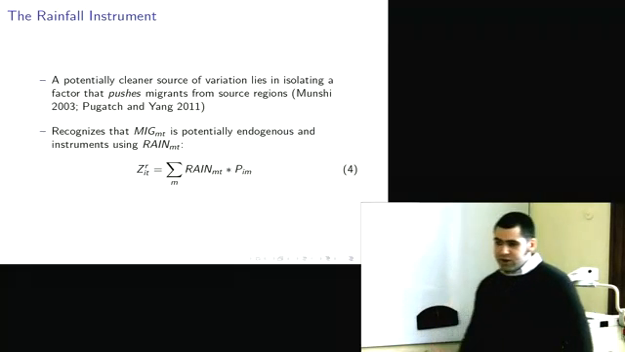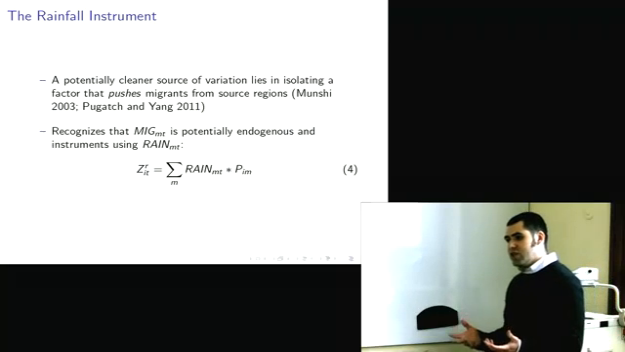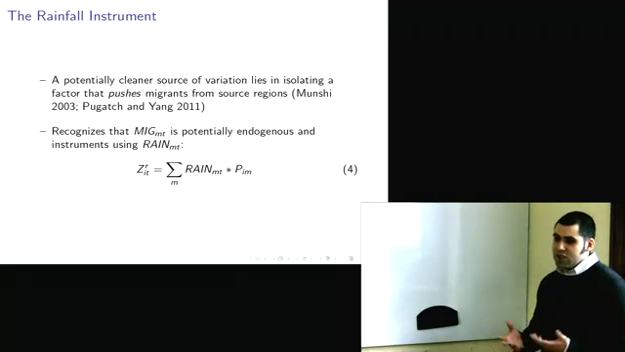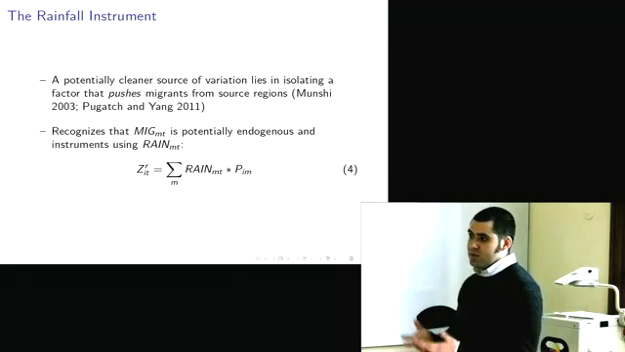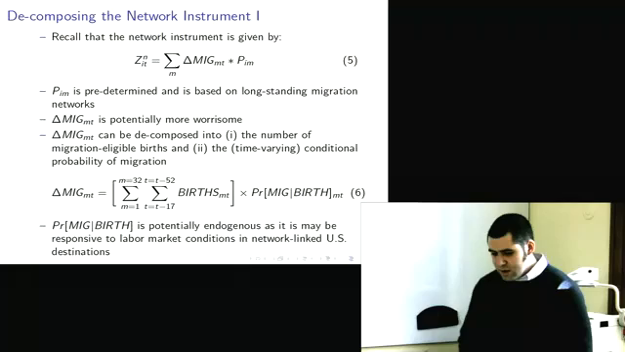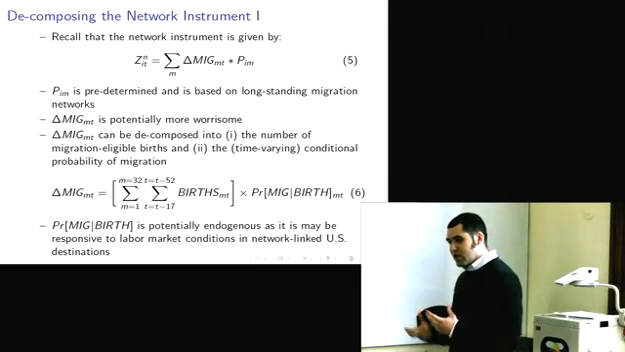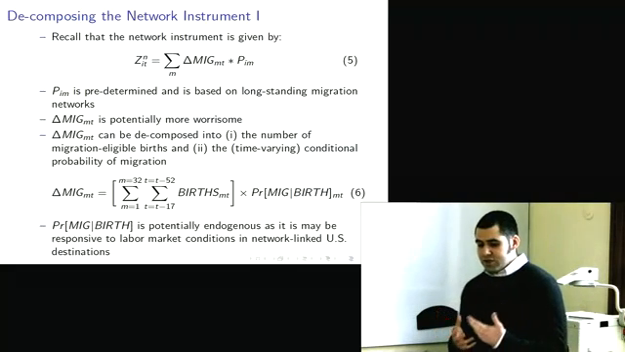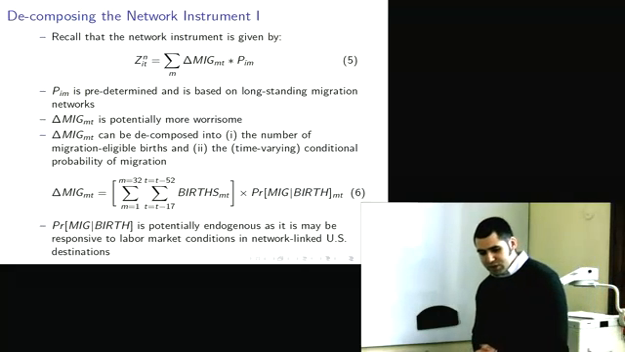And so the idea here is they just modify the network instrument in the following way. They say instead of using the change in migrants, they're just going to use the amount of rainfall. And rainfall, they show, does tend to predict migration north to the United States. And again, they're going to interact it with some set of weights that tell us where people tend to go. So our strategy is a little bit different. We're using the size of black birth cohorts. And we're going to start by showing you the familiar network instrument in equation 5. This is exactly what I showed you a few slides ago.